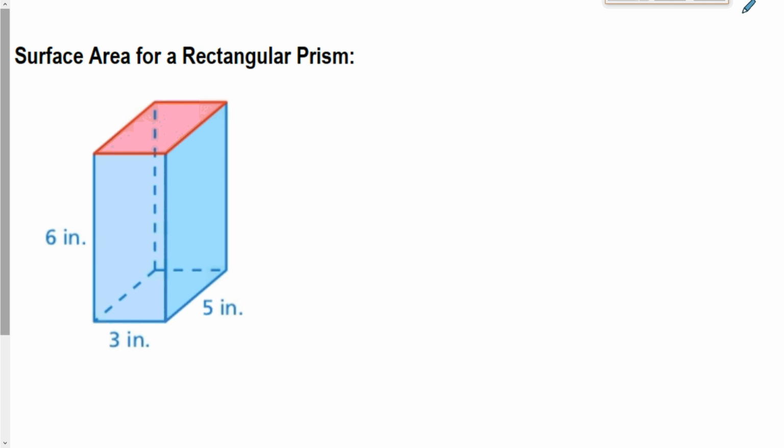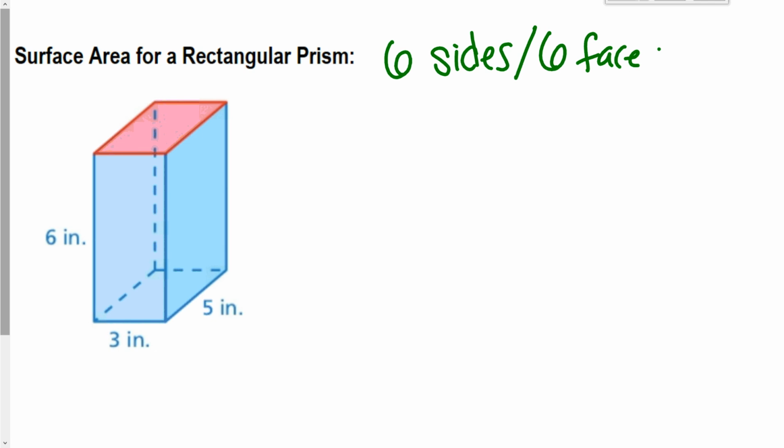In a rectangular prism, I have six sides. You could potentially have them all be the same sides. It could be like a cube. Or they could be different, like this one right here. So I've got six sides, or what I'm also going to call six faces. All right, and I'm going to find the area of each face.